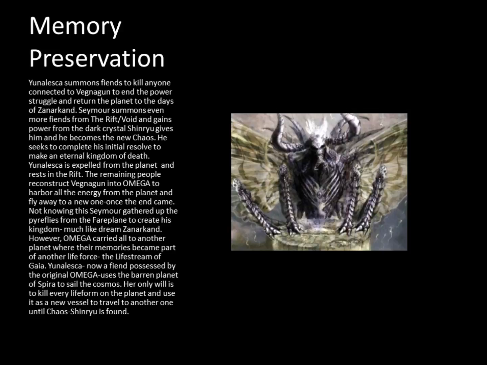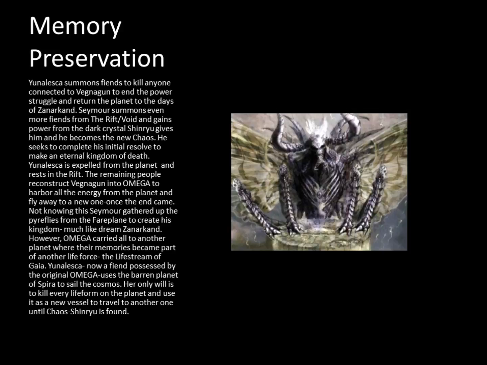The remaining people reconstruct Vegnagun into Omega to harbor all the energy from the planet and fly away to a new one, once the end came. Not knowing this, Seymour gathered up the Pyreflies from the Farplane to create his kingdom, much like Zanarkand. However, Omega carried all everyone to their planet and the memories that became part of a new life force, the Lifestream of Gaia.